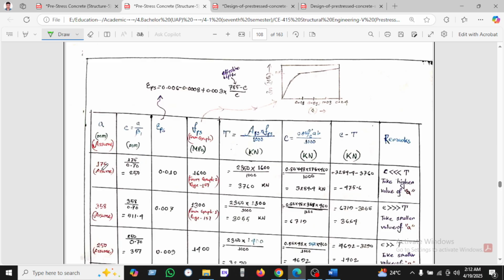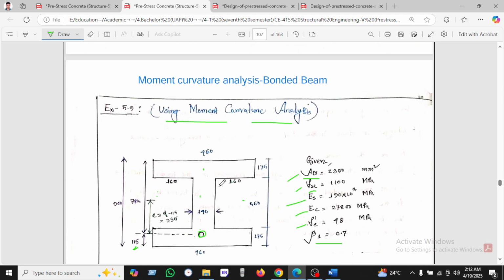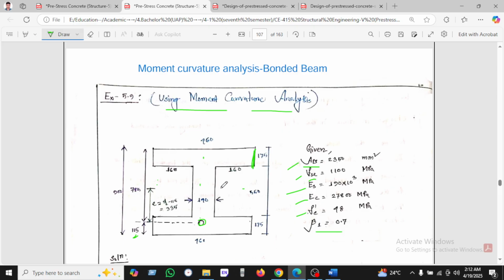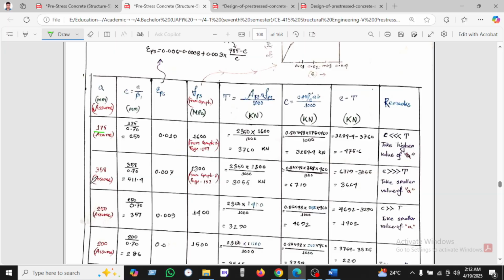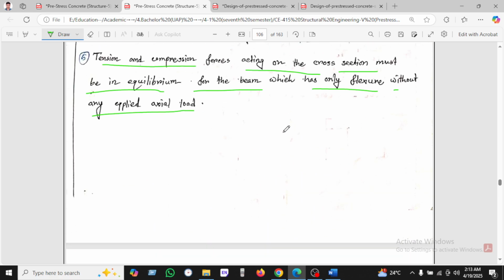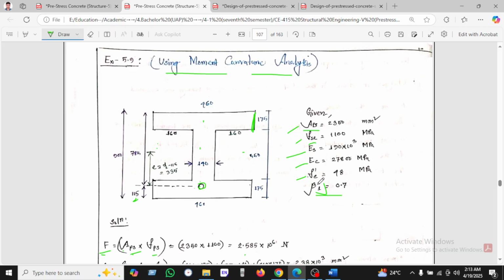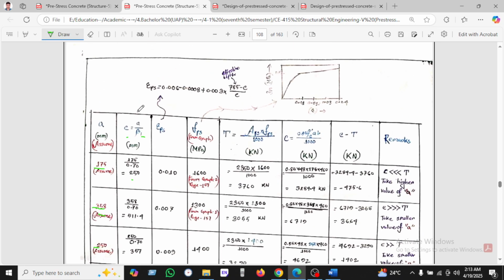At first we assume 175 as the flange. You can see the flange thickness, and consequently we will assume again and again. See how we calculate c equals a divided by beta 1. Beta 1 is given as 0.7, and we found this value, and consequently all the data will be found.